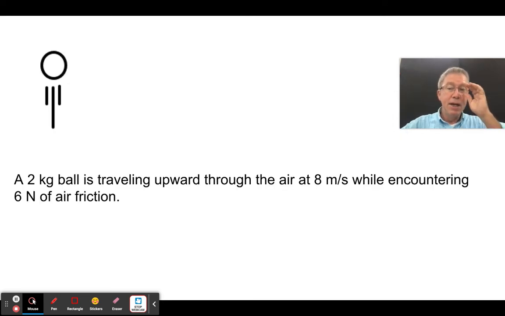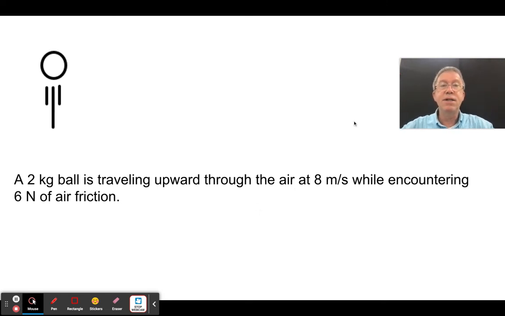All right, let's try this one. So I have a 2 kilogram ball traveling upwards through the air at 8 meters per second while encountering 6 newtons of friction force. You've got to be very careful. College Board will do this to you a lot of times. This right here, velocities, they're not part of a free body diagram. A free body diagram only represents the forces acting on it, not the motion of the object, only the forces.